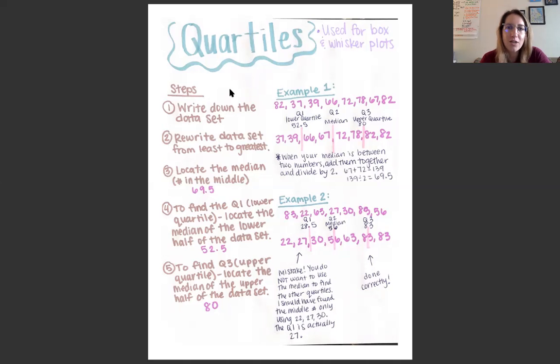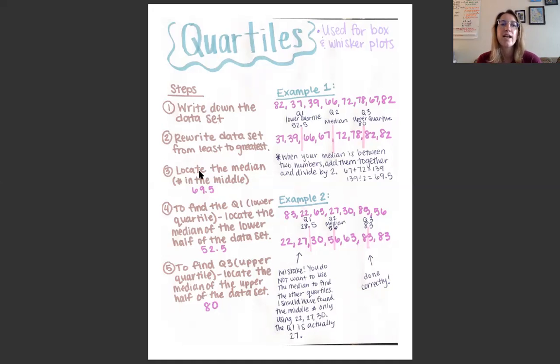All right, so the first thing you want to do is write down the data set that they give you, okay? So we have that written right here. They're out of order, just like those data sets that you saw when we were doing mean, median, and mode. So you're going to write down that data set, and then the next step is to rewrite it from least to greatest. So rewriting it from the smallest number to the greatest number, right? That's very basic. We did that with mean, median, mode. You guys can do that.